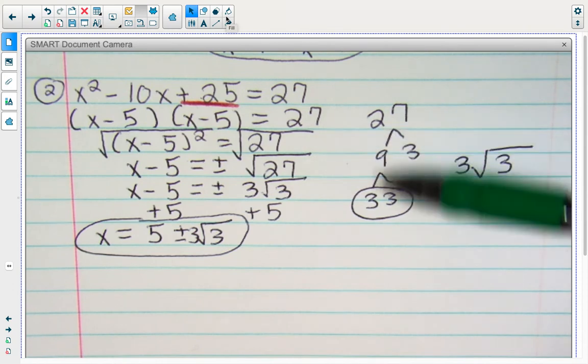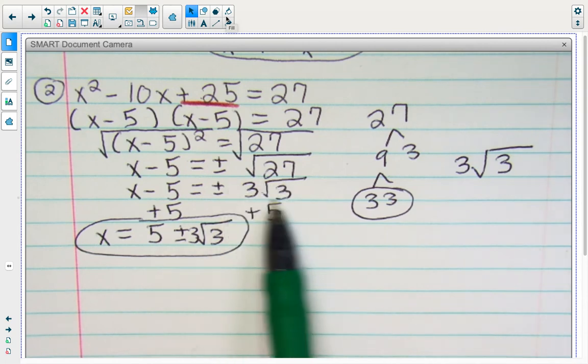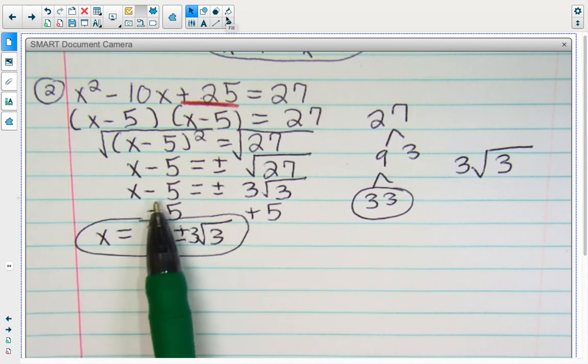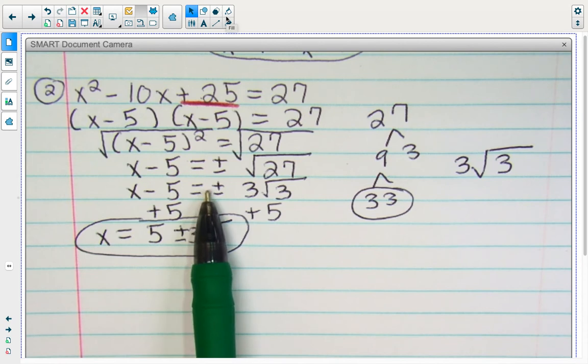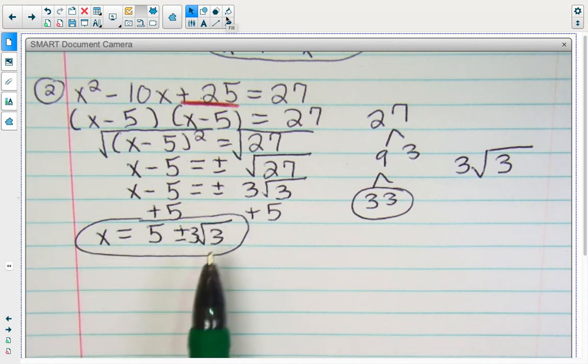27 can be broken down, so I did that work over here doing a factor tree. Then from here, this 5 cannot go with the 3 square roots of 3. They're not like terms, so I just put it in the front. Notice it was negative over here. I added 5 to both sides, so I just stuck it in the front right there. So x equals 5 plus or minus 3 square roots of 3.